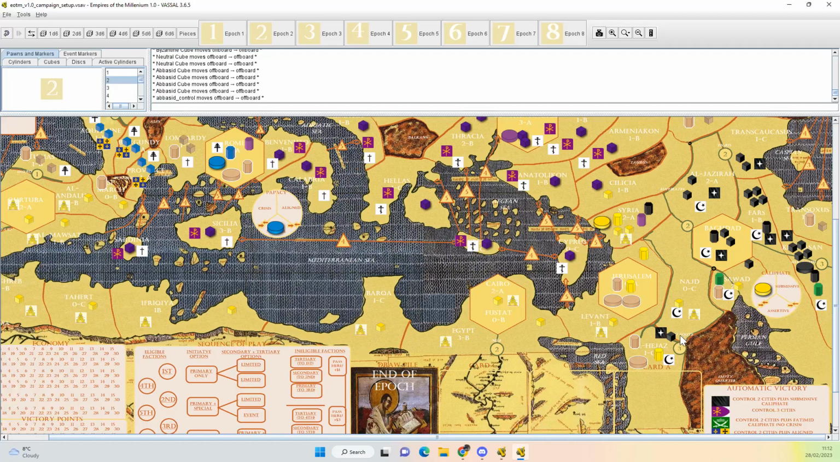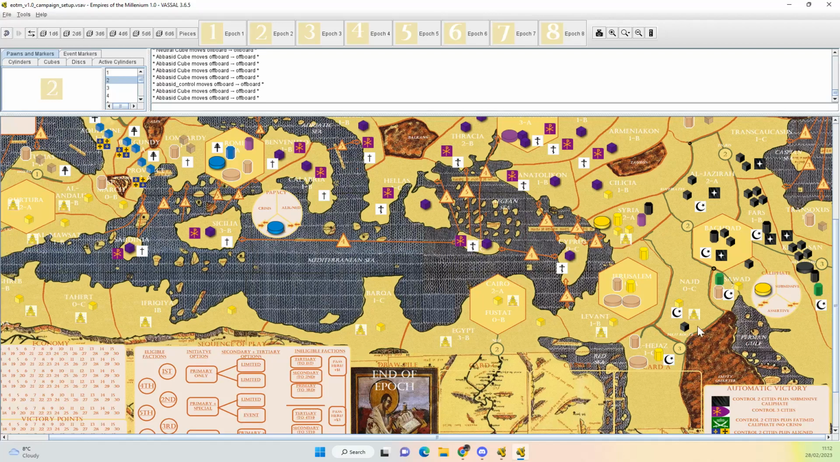And then if you control it during the administration phase, at the end of the turn, you can administer that line of communication and gain the economic value of 3 for controlling it at that time.